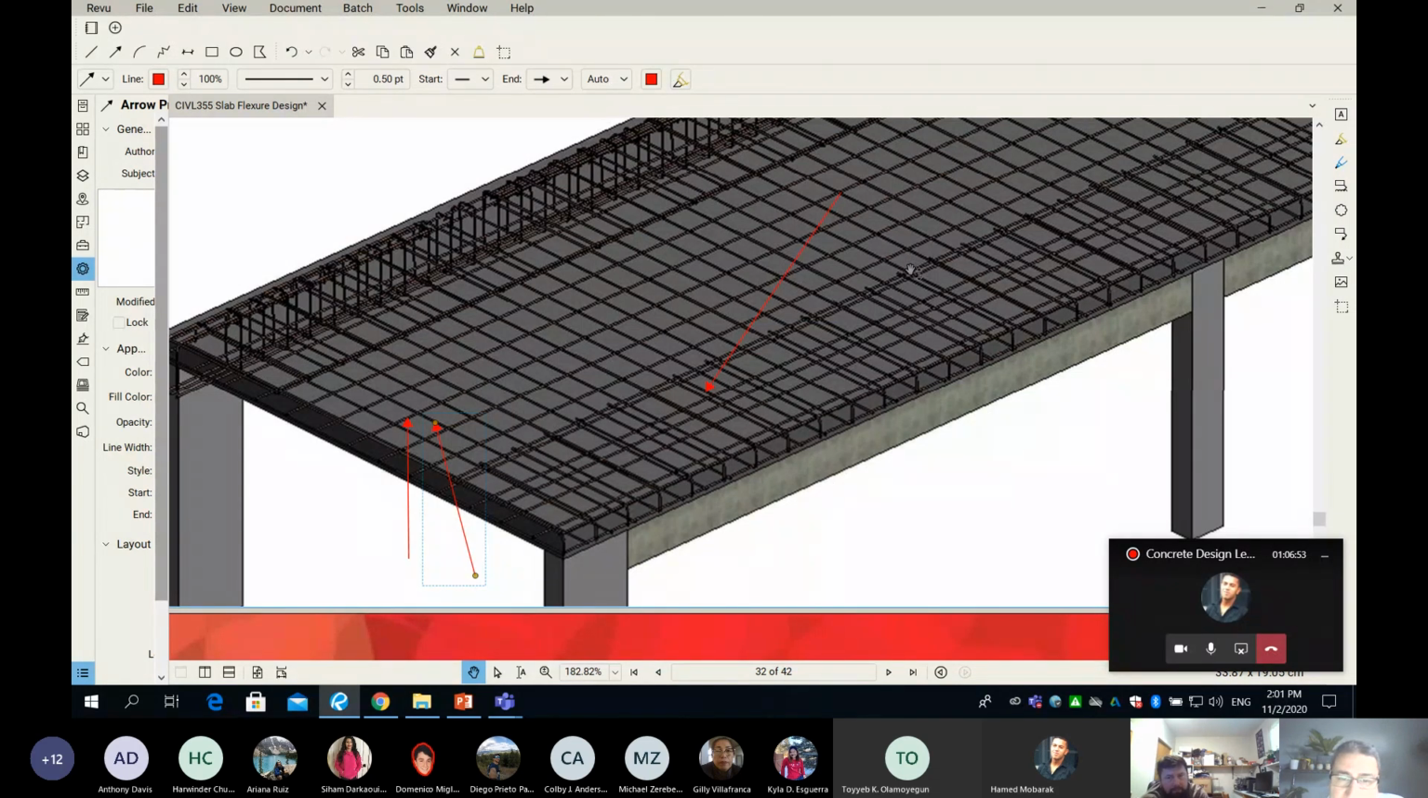So I'm showing you a 3D. I'm showing you a plan view. I'm showing you a cross section. If you want to see the Revit, my Revit model, I can grab it after the break.